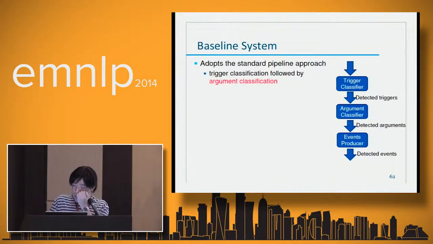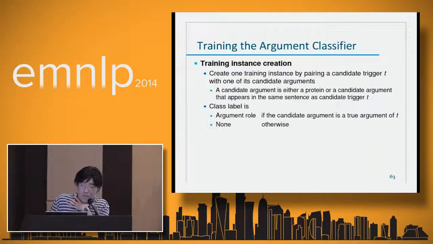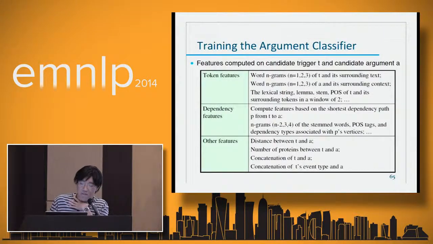Now let's take a look at the argument classification component. Again, to train the argument classifier, we create one training instance by pairing a candidate trigger T with one of its candidate arguments, where a candidate argument is either a protein or a candidate argument that appears in the same sentence as the candidate trigger. In this case, the class label is the role of the argument if the candidate argument is a true argument of the trigger, or otherwise the class label is none. And as before, we use SVM multi-class as the underlying learning algorithm.